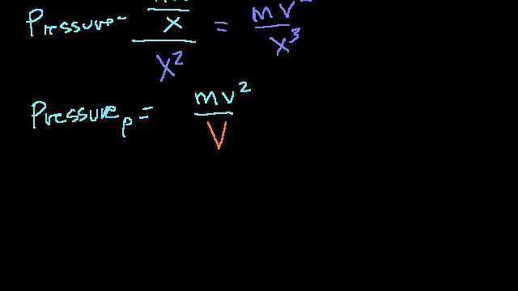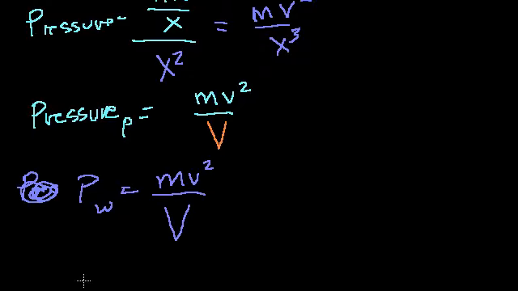So if we want the total pressure on that wall, I'll just write pressure sub wall. Total pressure on the wall is going to be the pressure from one particle, mv squared over our volume, times the total number of particles hitting the wall. So times the total number of particles, which is n divided by 3, because only a third are going to be going in that direction. So the total pressure on that wall is equal to mv squared over the volume of our container times the total particles divided by 3.